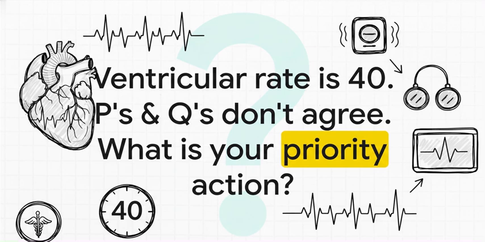You're looking at a strip, you see regular P waves, regular QRS complexes, but they have absolutely no relationship to each other, and that heart rate is down at 40. What is your priority action? You got it? If you said activate the rapid response system and prepare for transcutaneous pacing, you are 100% correct. That is a classic third degree block.